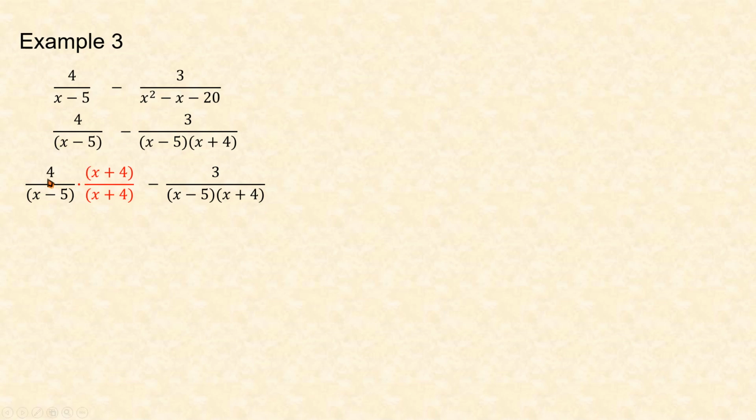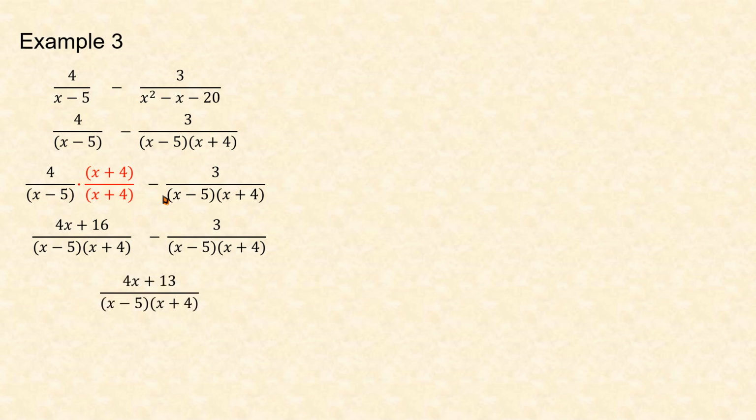So I multiplied the first one, 4 times x plus 4 gives you 4x plus 16, minus 3, you know, now they have LCD. I just subtract the top. 4x plus 16 minus 3 is 13, right? So 4x plus 13 over x minus 5 times x plus 4. Example number 4.